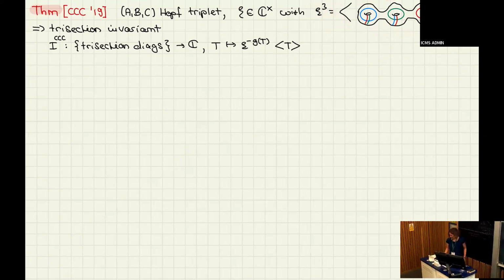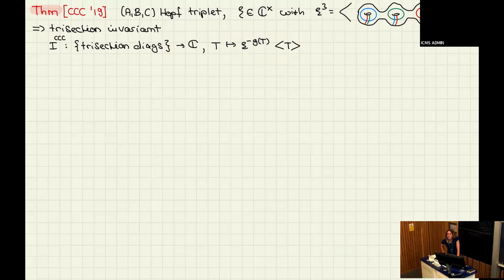So you rescale the trisection bracket with this number to the power minus the genus of the trisection diagram. This is a bit similar to the Kauffman bracket, for example, in knot theory. And then they have shown that the resulting map that assigns to each trisection diagram this kind of rescaled trisection bracket is really a trisection invariant.